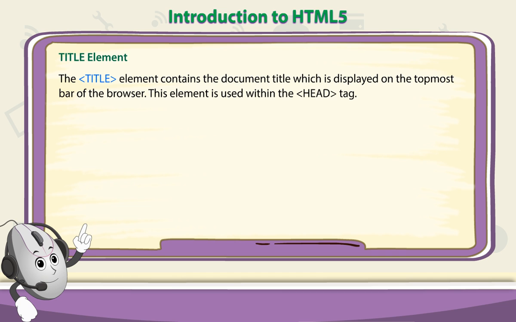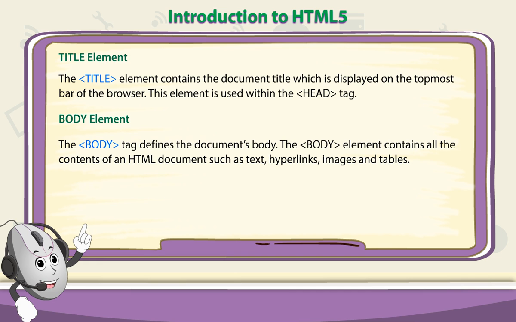Title element. The title element contains the document title, which is displayed on the topmost bar of the browser. This element is used within the head tag. Body element. The body tag defines the document's body. The body element contains all the contents of an HTML document such as text, hyperlinks, images and tables.